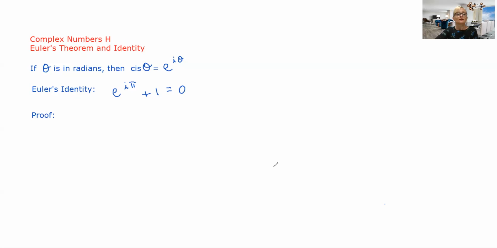Euler says that as long as theta is in radians, then cis theta, which is our polar form without the r, if r is 1, is the same as e raised to the i theta. That's pretty groundbreaking when you really think about it. So they're saying e to the i theta is cos of theta plus i times sine of theta. That's what Euler is telling us.